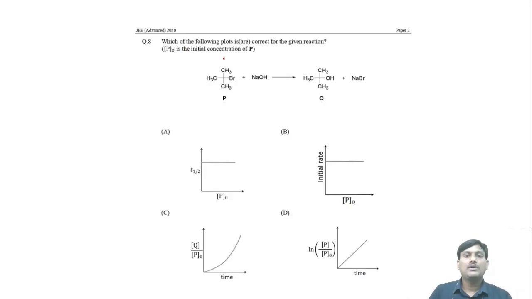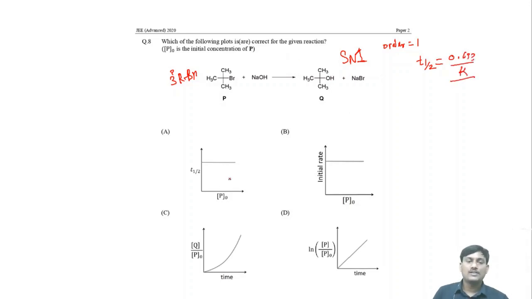Number 8. Which of the following plots are correct for the given reaction? Okay, P0 is the initial concentration of P. This is a tertiary alkyl bromide, which is reacted with sodium hydroxide. It's a nucleophilic substitution reaction. We know that tertiary alkyl bromides exhibit the SN1 type of mechanism. So what is the order of the reaction? The order of reaction is equal to 1. When the order of reaction is 1, we know that t1/2 is equal to 0.693 by k. It is independent of the initial concentration, that is P0.